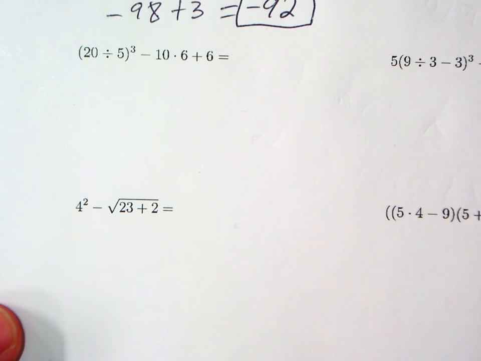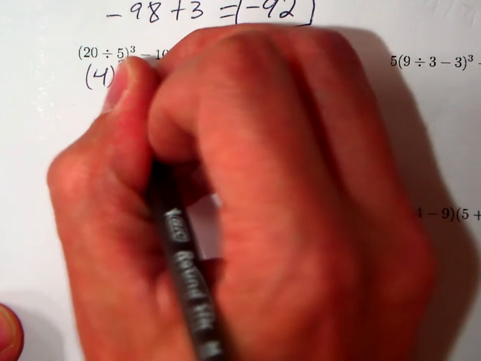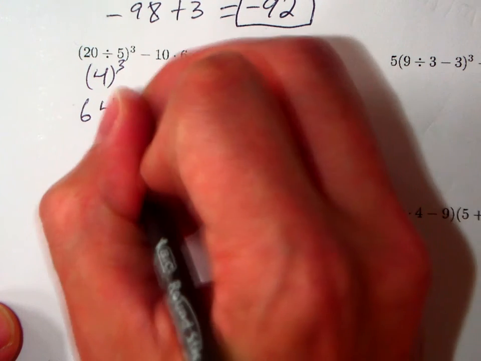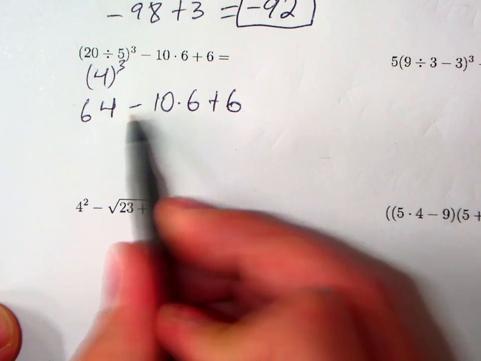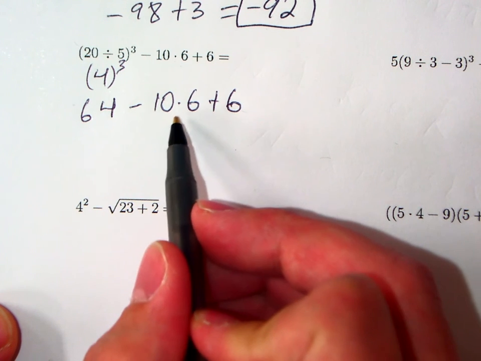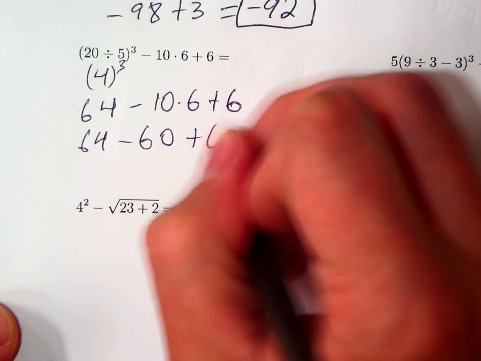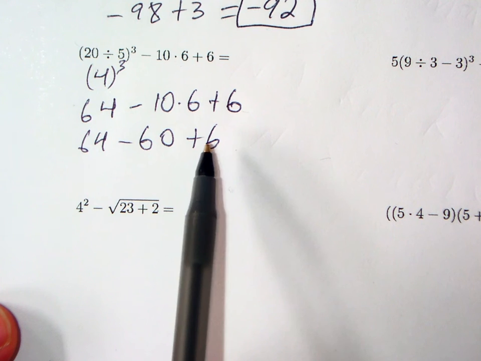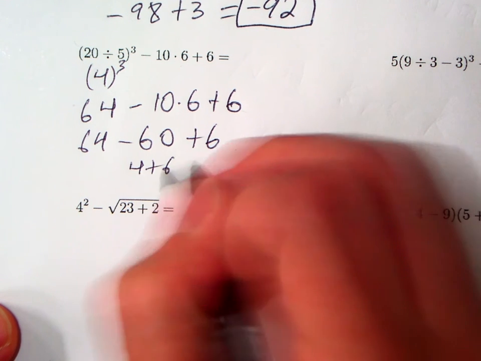Next problem, parentheses first, 20 divided by 5 is 4. Then the exponent. 4 cubed does not mean 4 times 3. It means 4 times 4 times 4. So in this case, that's 64. Minus 10 times 6 plus 6. So I have subtraction, multiplication, and addition. The next thing is multiplication. That's why I take 64 minus 60 plus 6. And again, I go left to right at this step. I don't take 60 plus 6 first. So I go left to right. 64 minus 60 is 4, plus 6 is 10.